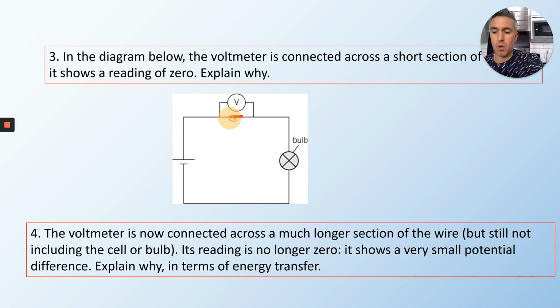Next one. The voltmeter is now connected across a much longer section, maybe like this. It now does read something, but a very, very small amount. Why? Why would it read something if you make the wire much longer between those two terminals?